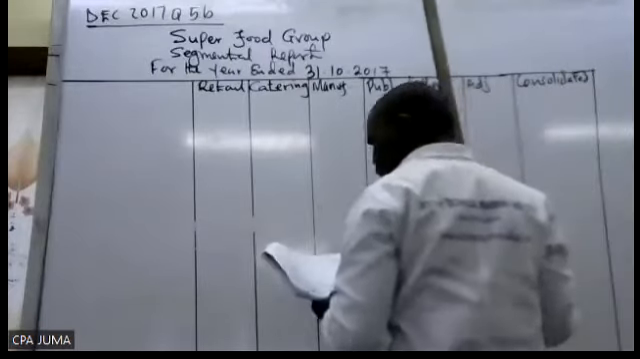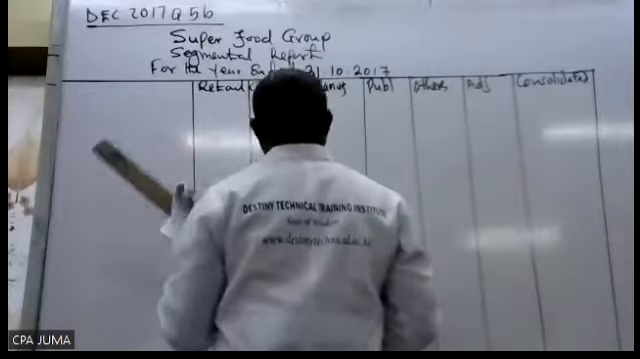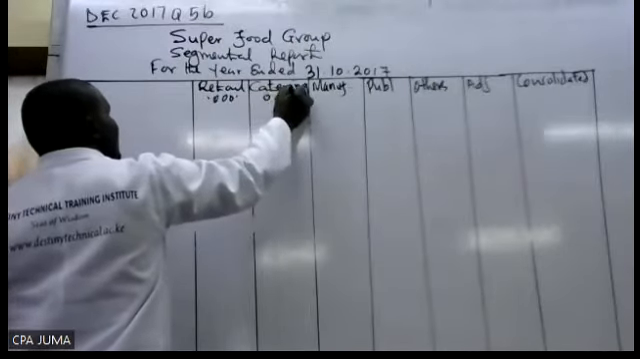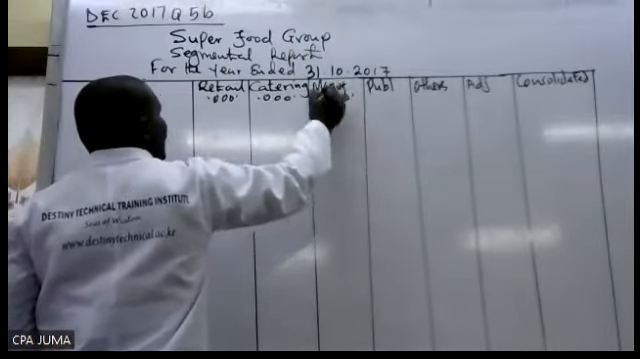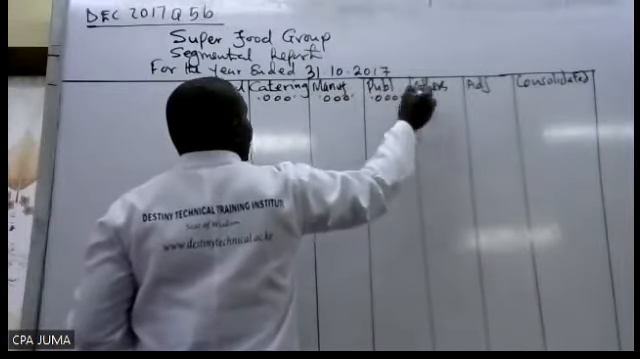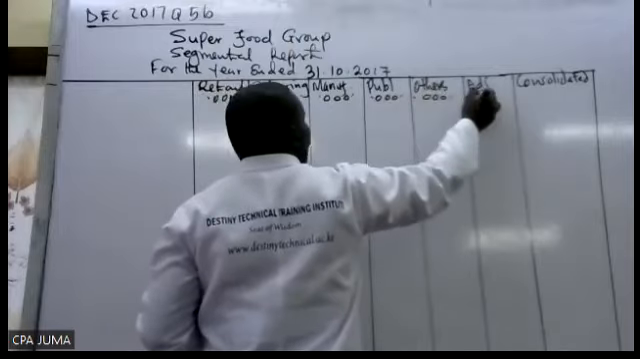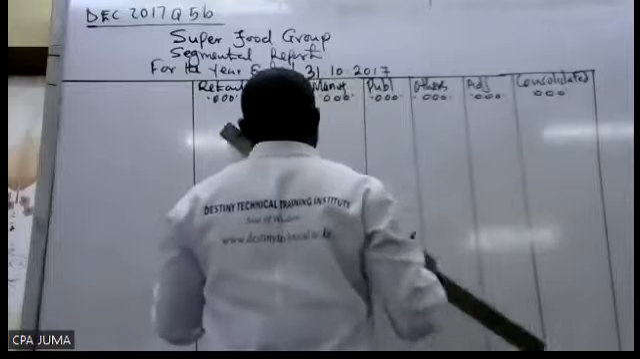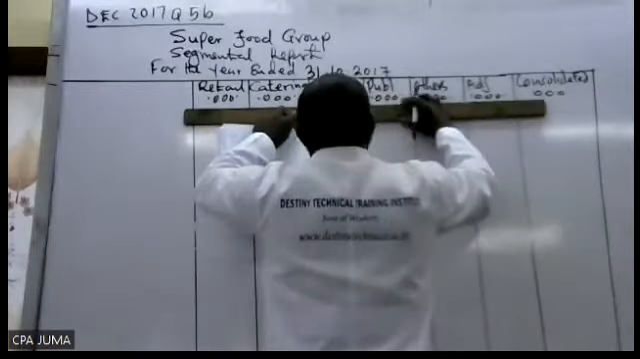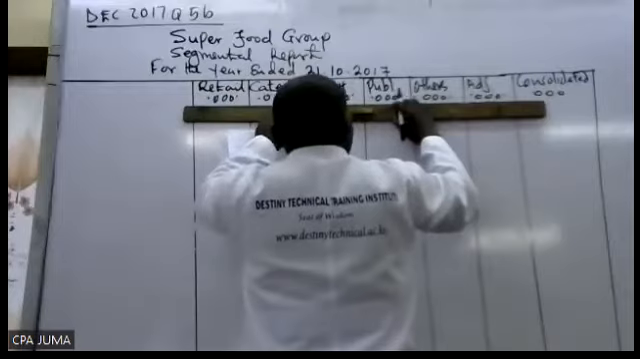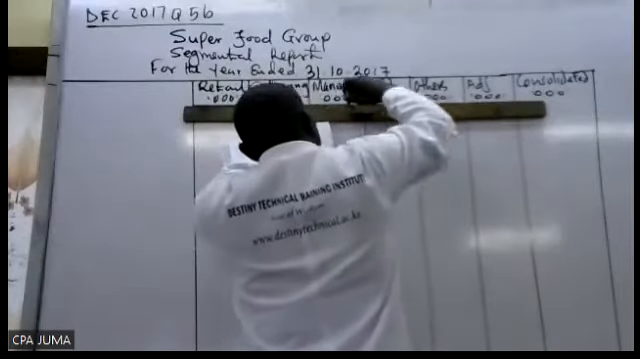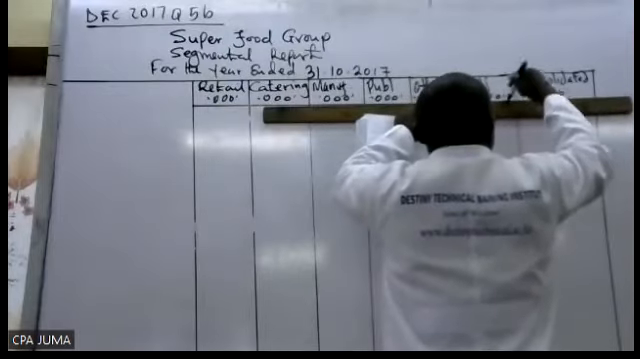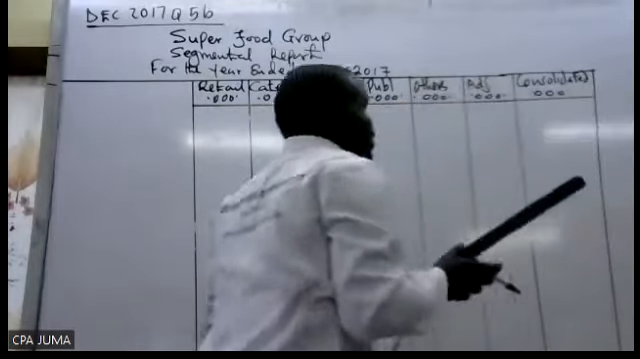Shillings, they are working in thousands. So have the shillings in thousands. So have something like that.